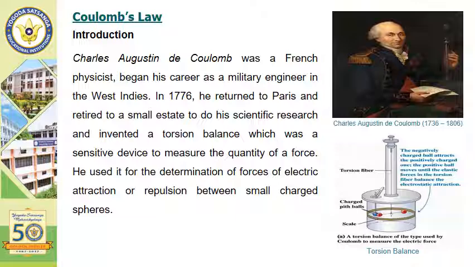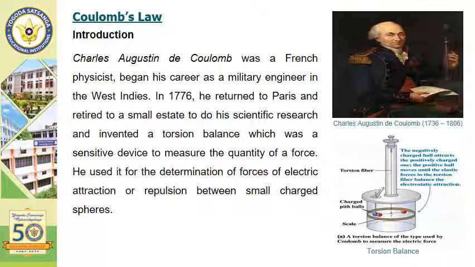Charles Augustin de Coulomb was a French physicist, as you can see in the diagram. He began his career as a military engineer in the West Indies. In 1776, he returned to Paris and retired to a small estate to do his scientific research and invented the torsion balance, which was a sensitive device to measure the quantity of a force. He used it for the determination of forces of electric attraction or repulsion between small charged spheres.